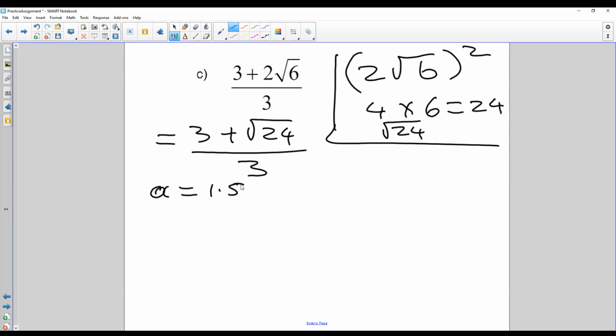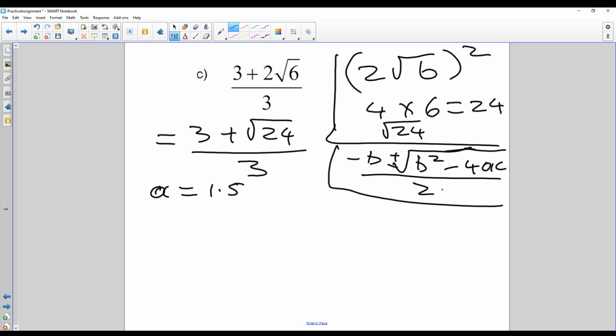Remember the quadratic formula? I'll write it in a box over here. Minus b plus or minus the square root of b squared minus 4ac, all over 2a. Remember that? So since this is the denominator here, that means that 2a must be equal to the 3. Divide through by 2, you get 1.5. Make sense? All right, I'm going to erase this.